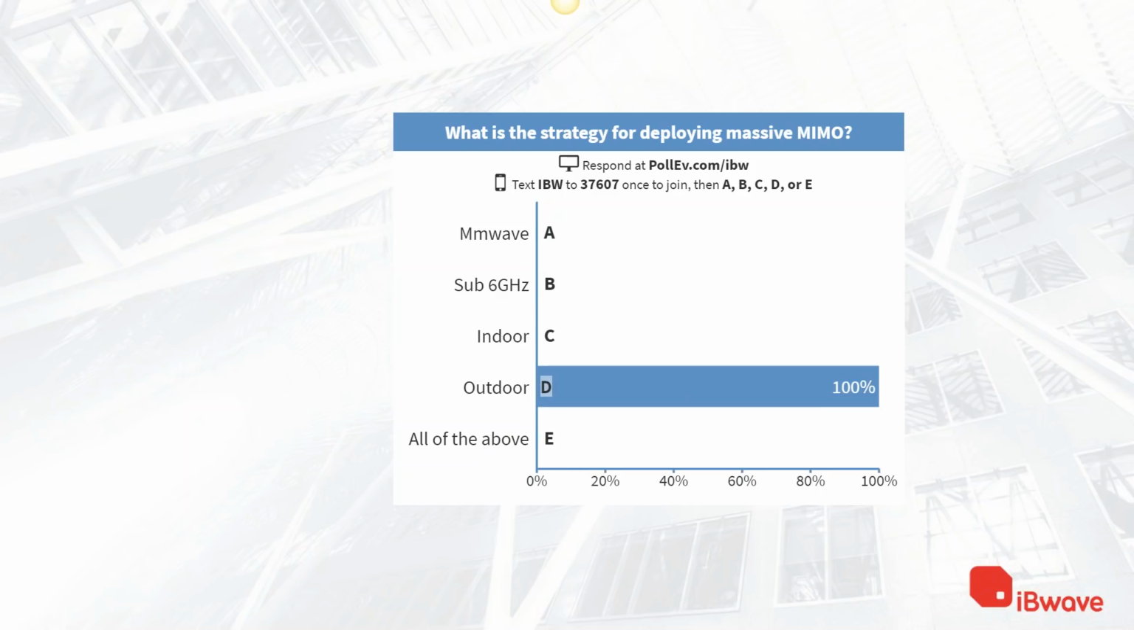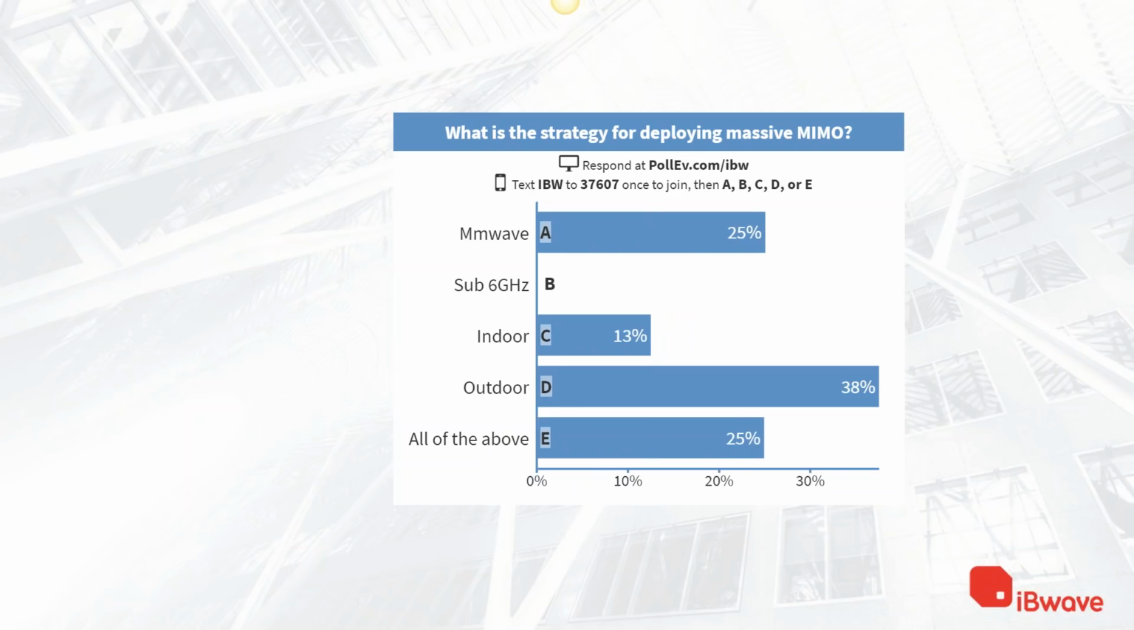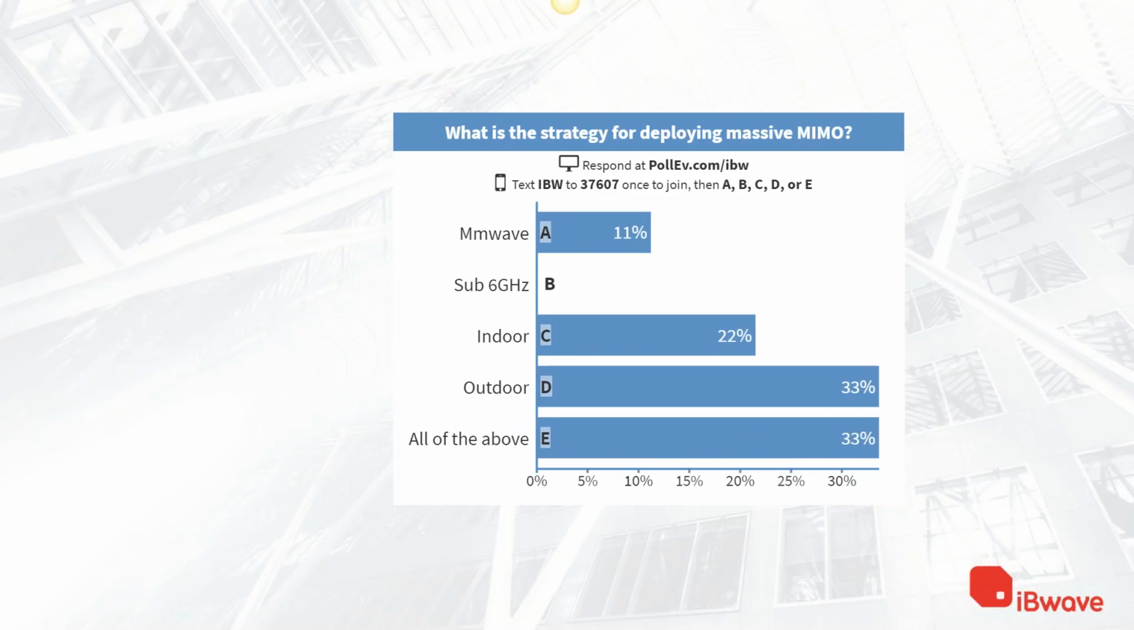So the question is, what is the strategy for deploying massive MIMO? And you have A, B, C, D, and E as your choices. So vote now. They would say vote early and vote often. We'll give it a few minutes to make sure we have enough responses.